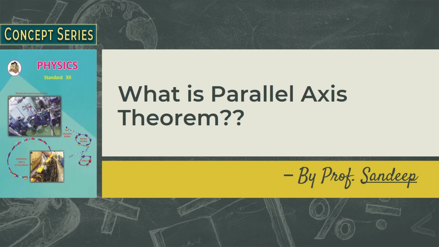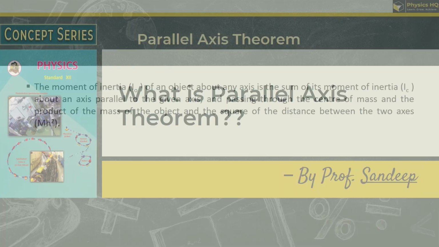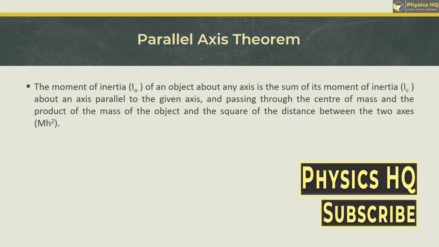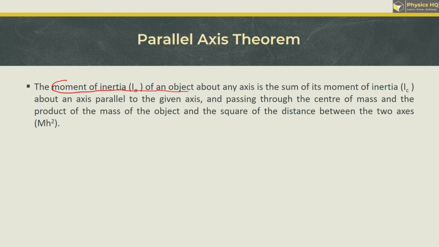Continuing with the concept series of Class 12 Physics, today we'll be covering what is Parallel Axis Theorem. So let us start. The statement of the Parallel Axis Theorem is that the moment of inertia of an object about any axis is the sum of, first, the moment of inertia about an axis parallel to the given axis, and it should be passing through the center of mass.